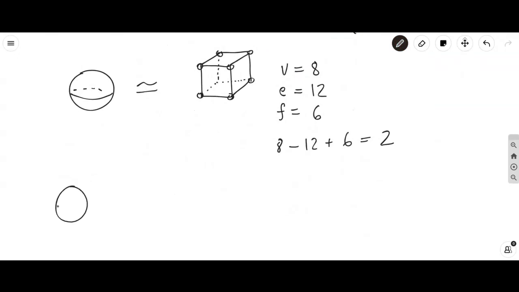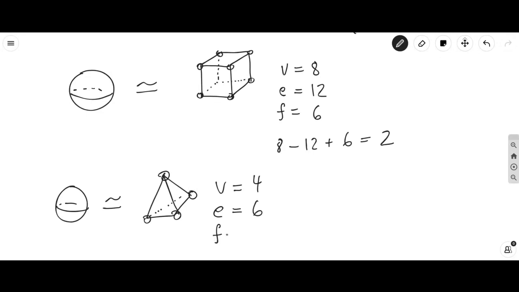You can also say the sphere is homeomorphic to a tetrahedron, and then the number of vertices would be 1, 2, 3, 4. So there's 4 of them. The number of edges is 1, 2, 3, 4, 5, 6. And the number of faces, 1, 2, 3, 4. And as before, if you do 4 minus 6 plus 4, you get 2 again.